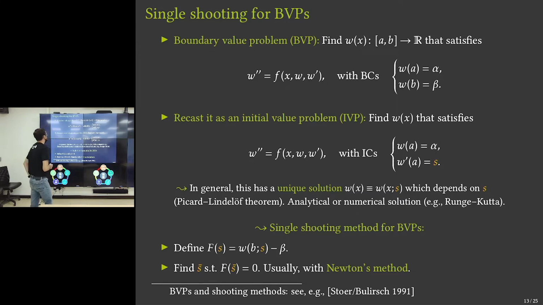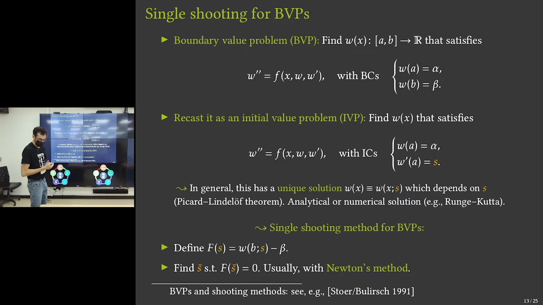So a boundary value problem is a problem that has this kind of form. For example, for a second order ordinary differential equation, we want to find W(x), the solution on an interval to R that satisfies this ODE plus the boundary conditions that at the boundary of the interval we have some prescribed values alpha and beta, which are just some real scalars.